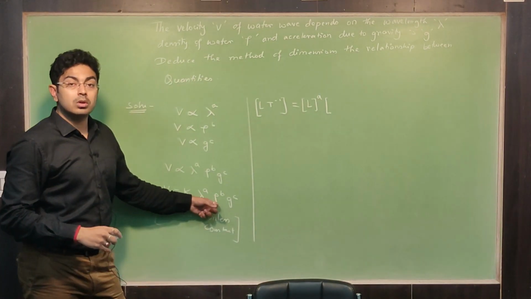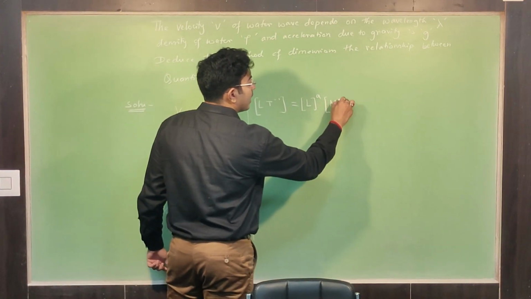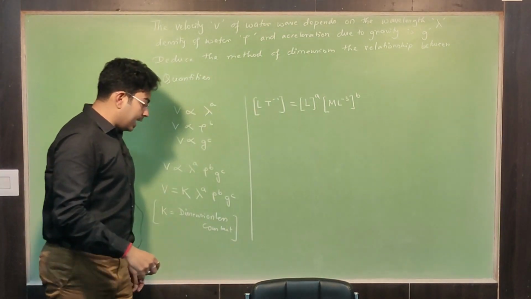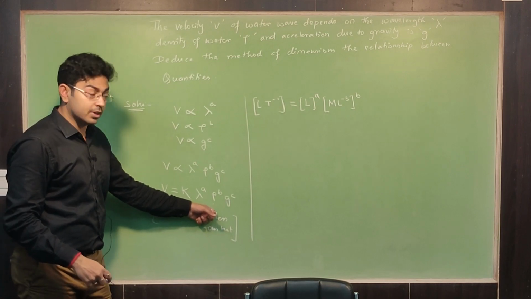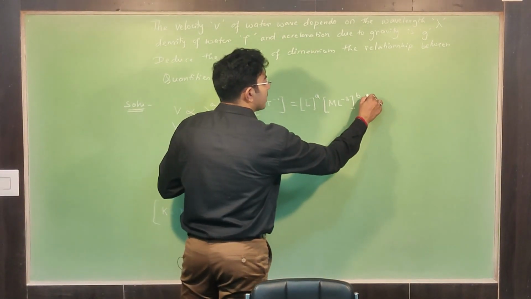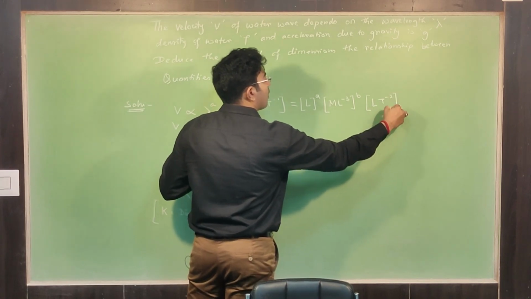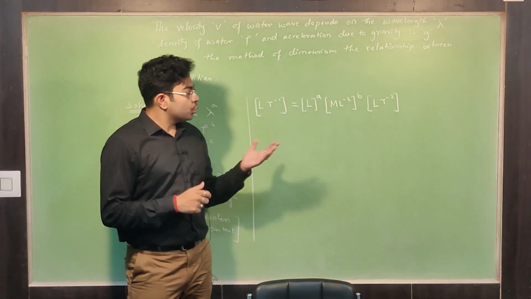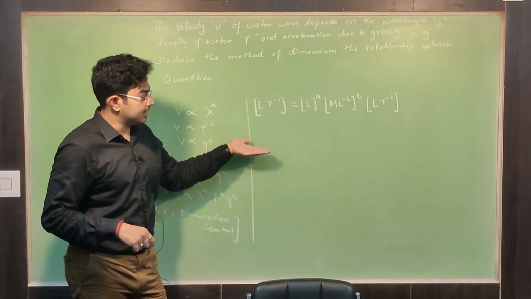What is rho? Rho is density. What is the formula of density? M L to the power minus 3. Right? And what is G? G is acceleration due to gravity. So we have placed all the dimensions of these quantities.